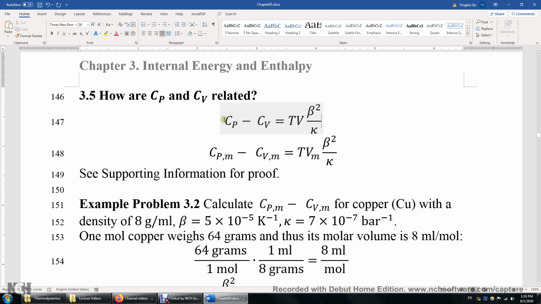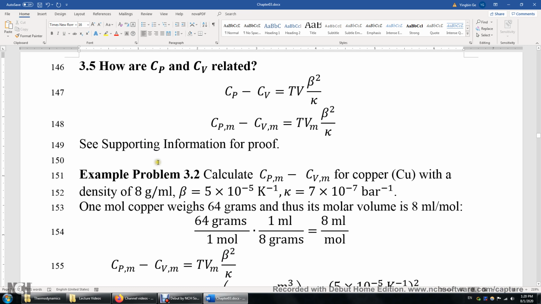So if we divide both sides by the number of moles, we have this equation: Cpm minus Cvm equals T times Vm times beta squared over kappa. This equation is more useful because Cpm and Cvm are both intensive properties. Vm is also an intensive property. Therefore, this equation contains no variable that depends on the size of the system.